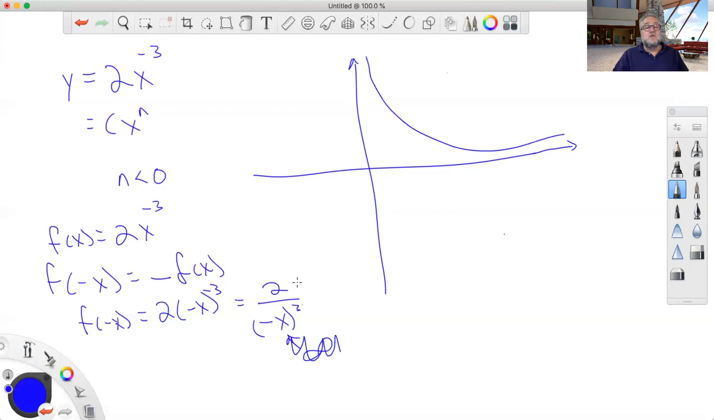And when I cube this negative, the negative does not go away. It sits out front. So I could write this as minus 2x to the minus 3. And look, here's f of x, but there's a minus in front. So this is an odd function. And you're going to need to be able to identify which ones are even or odd functions.